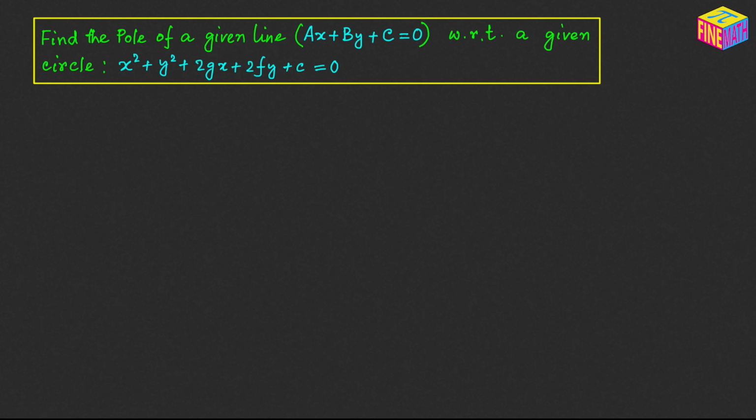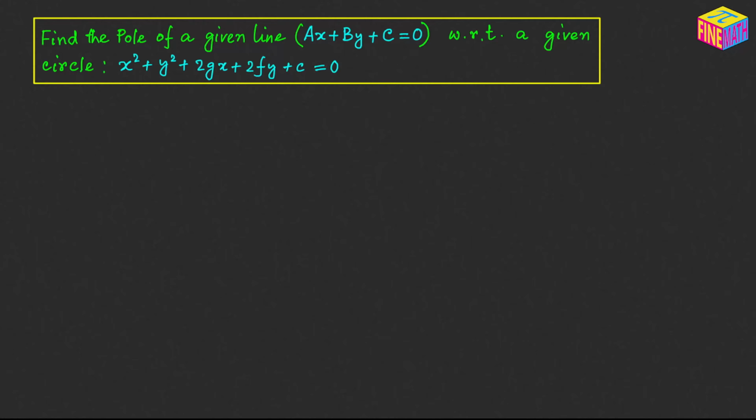Next we are going to see how to find the pole of a given line with respect to a given circle. Let's suppose the equation of the given straight line is ax plus by plus C equals 0, that's an uppercase C. And the equation of the given circle is the general equation x squared plus y squared plus 2gx plus 2fy plus c equals 0. Now we are going to see how to find the coordinates of the pole from these two pieces of information.